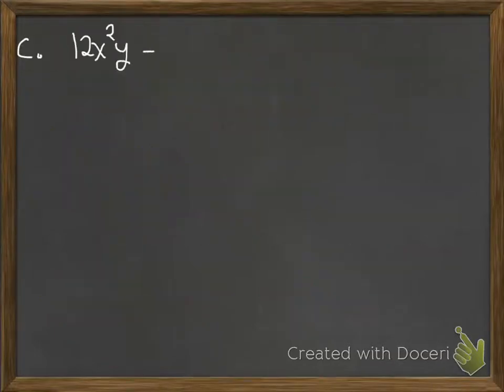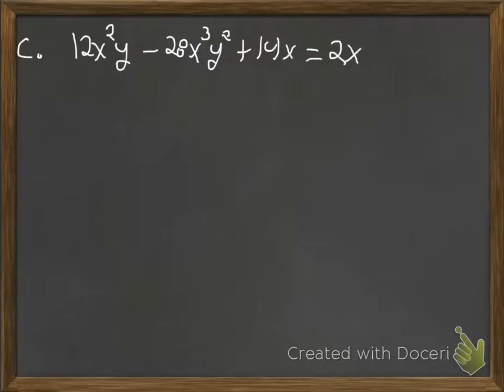Okay, so we'll do something a little more fancy. 12x squared y minus 28x cubed y squared plus 14x. And I'm claiming that the GCF here is 2x. So 12, 28, and 14 are all even, so they definitely have 2 in common, and there's nothing larger that'll work. They all have an x in common, and the smallest x in common is just the first power, so we'll say 2x. And the 14x doesn't have a y, so they don't all have a y in common.